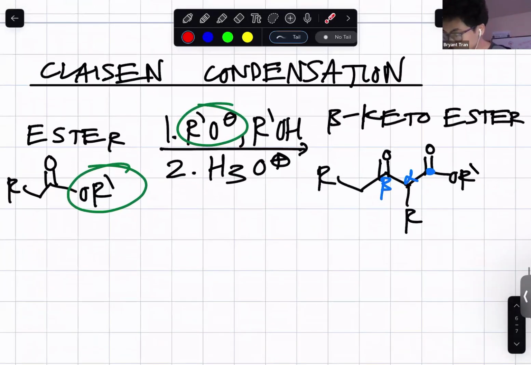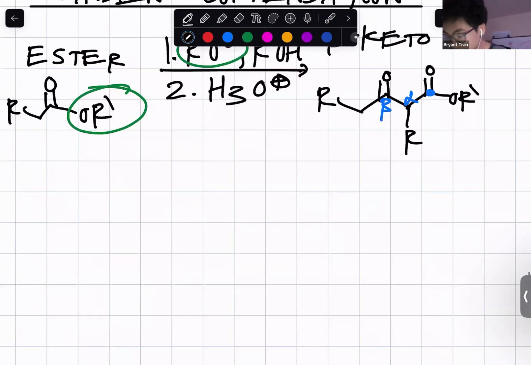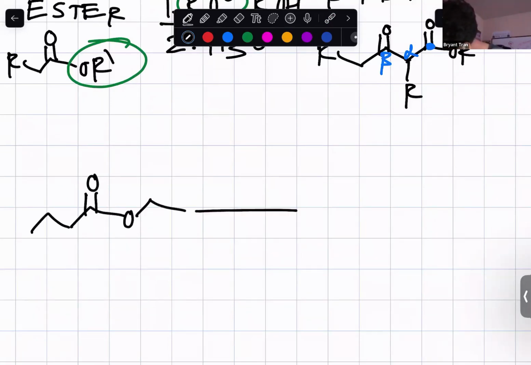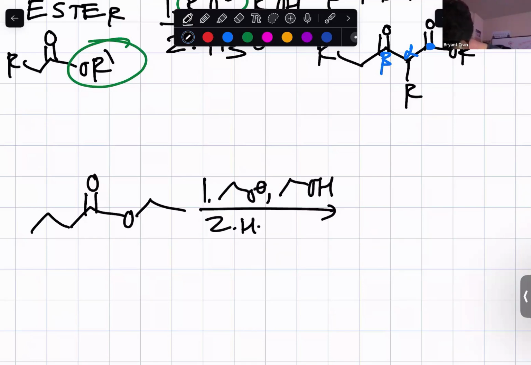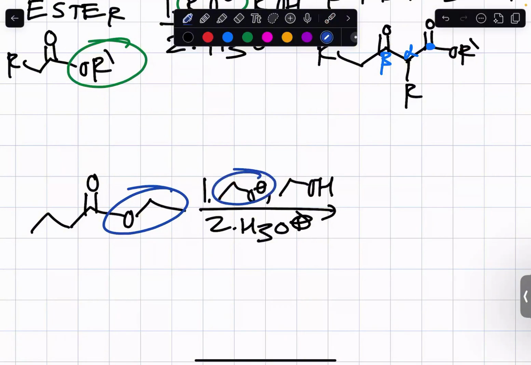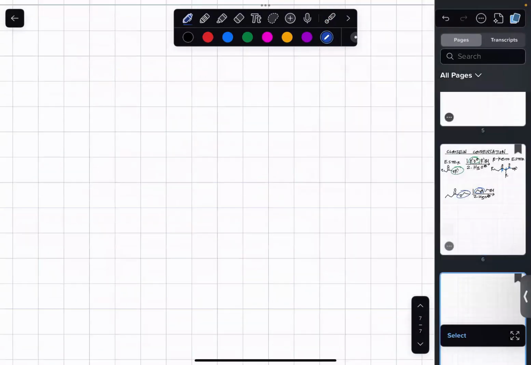Okay, so for the mechanism here, let me give you guys a clear example first, so then we could work with a clear example. Let's work with a simple ester first, which is this ester right here. And when I do Claisen condensation, my reagents are going to be this. The first step is going to be an OR minus. But the OR minus here has to be the same OR as the ester. If my OR is OCH2CH3, my RO minus has to be O minus CH2CH3 as well, right? And if it was different, it would be a different type of reaction. It wouldn't be a Claisen condensation.